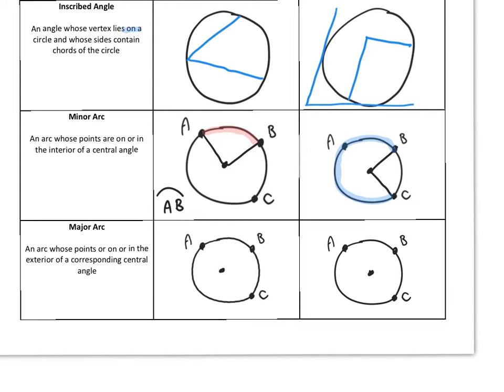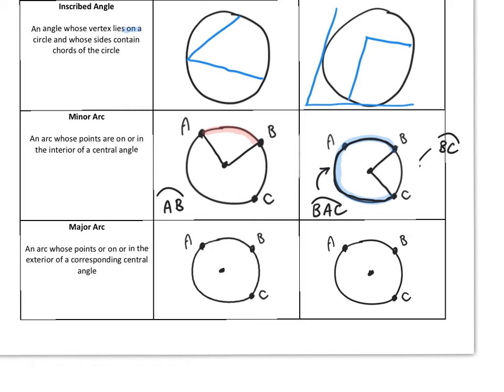And to give this arc a name, I'm going to need 3 points. I'm going to call it arc BAC because it goes from B through A all the way to C. I can't call it BC because BC would be referring to this smaller section right here. So our first arc here was a minor arc, but then arc BAC is a major arc.